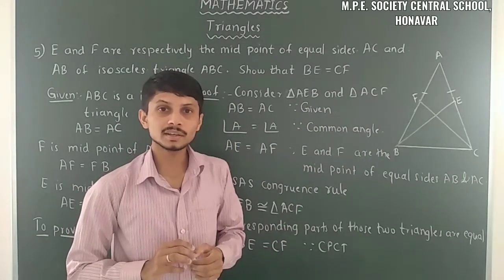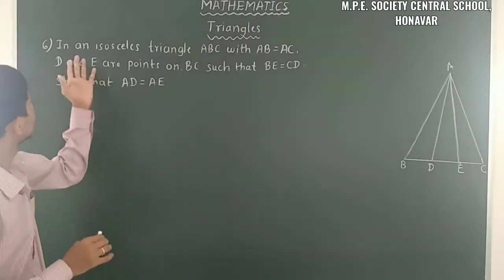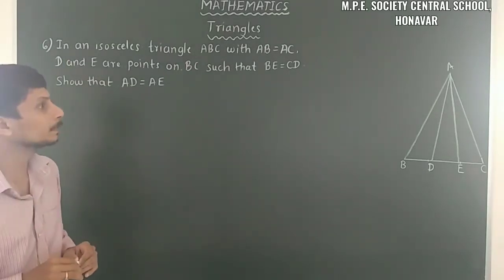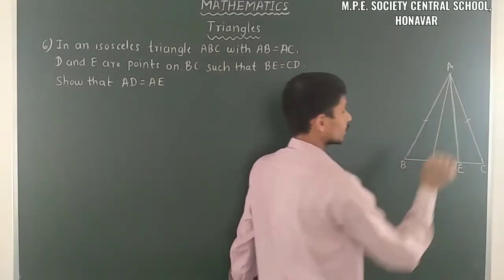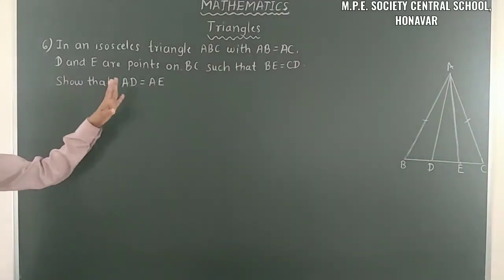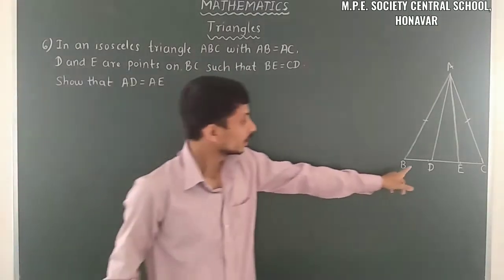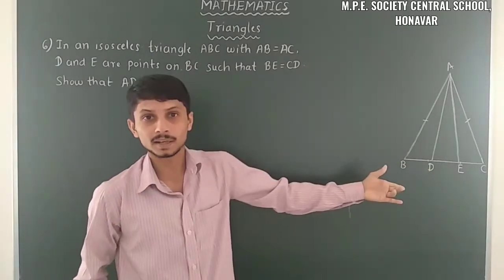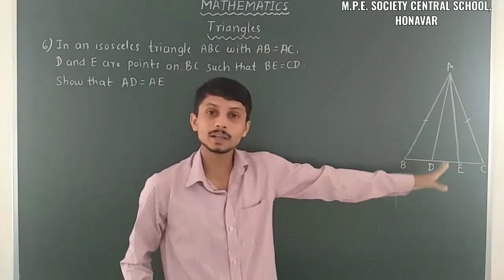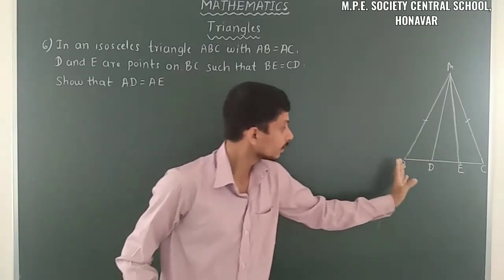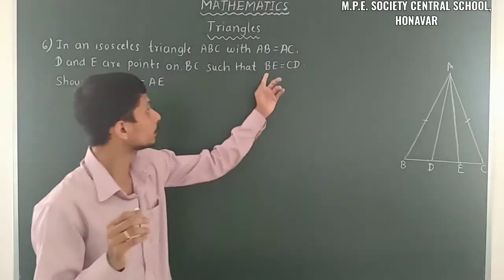So let us move on to the next problem. Let us take the sixth problem here. The problem tells us that in an isosceles triangle ABC with AB equal to AC, so here AB is equal to AC is given. Then D and E are points on BC such that BE is equal to CD. Here those two points divide BC into three parts.